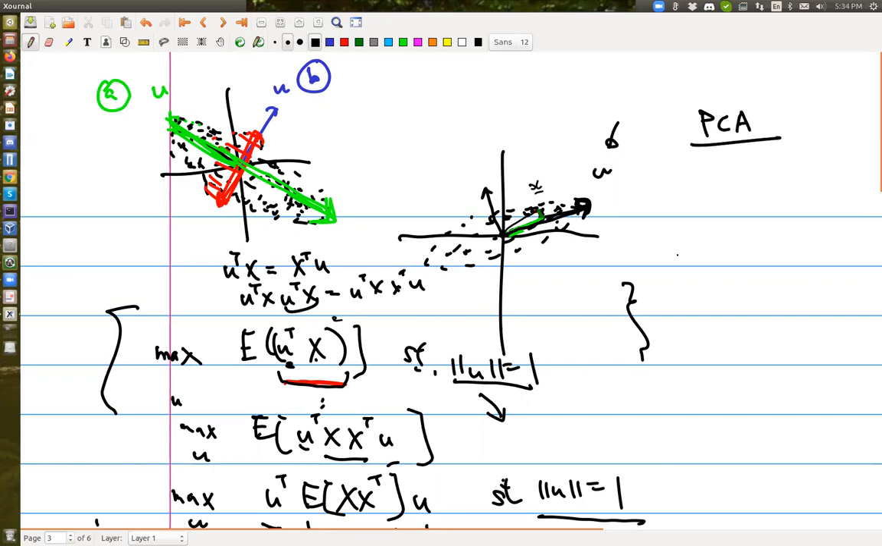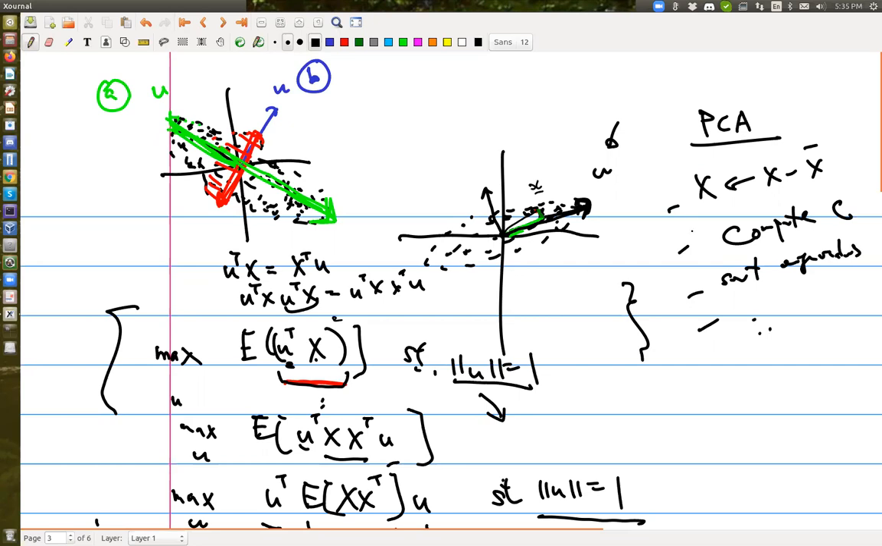PCA, as a summary, the whole procedure will be: if you have data x here, you first subtract the mean, so you have x minus x bar. Then you compute the covariance matrix C, and afterward you sort the eigenvalues. According to your sorting, the corresponding eigenvectors of the sorted eigenvalues will be the principal components. I'm not going to write it here.